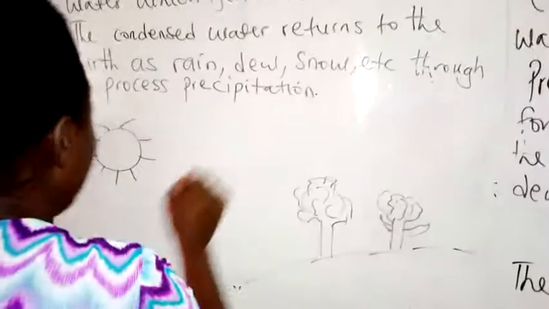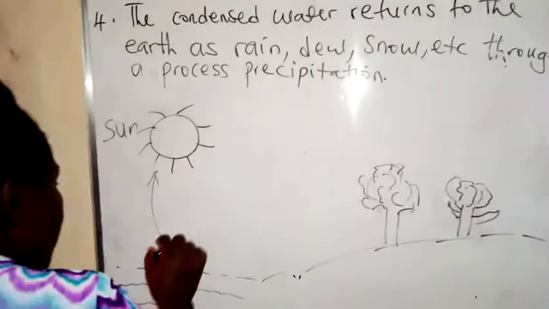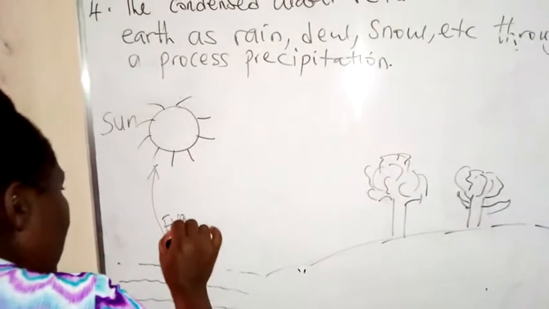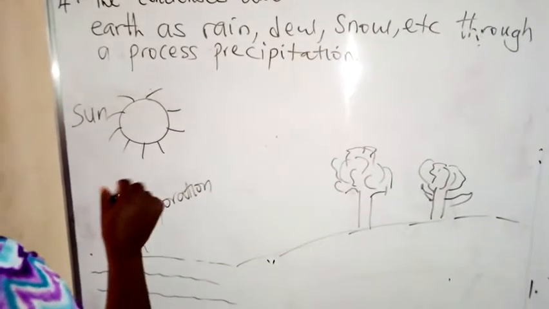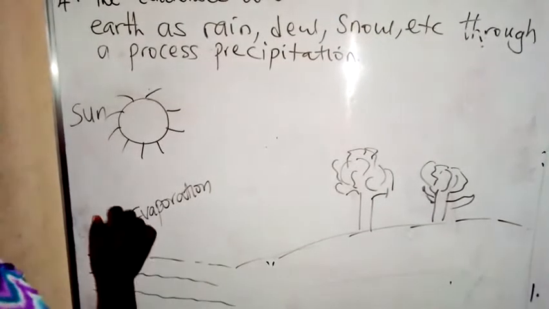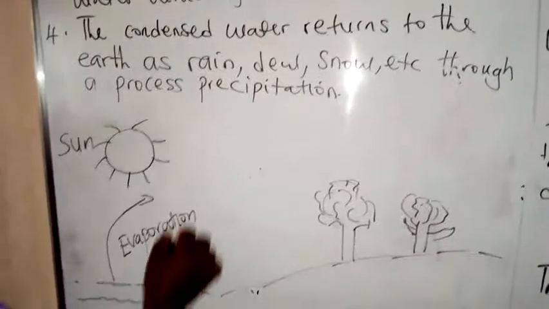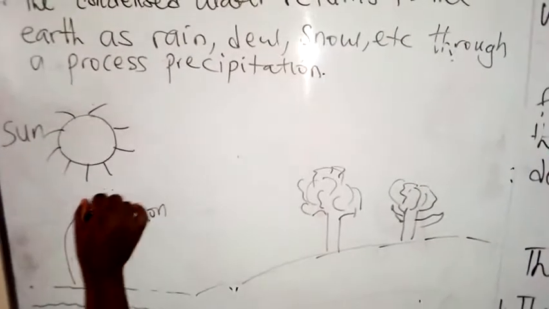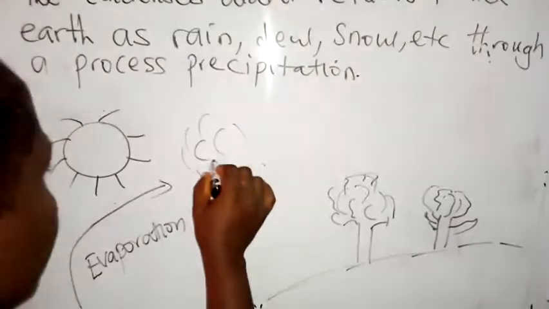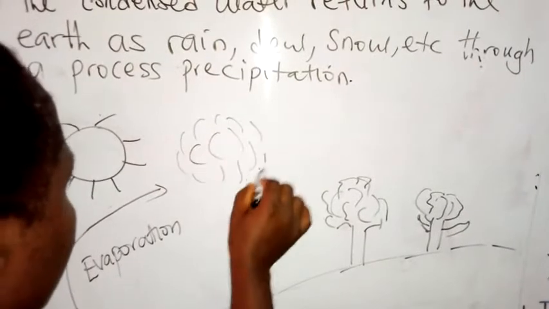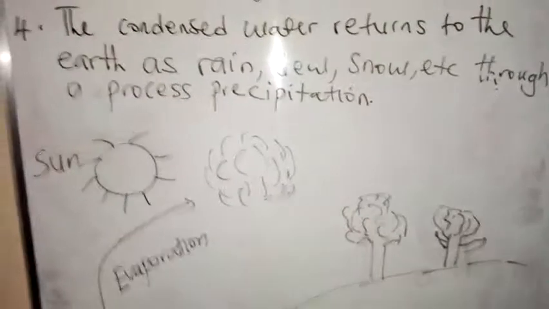Alright. Now water evaporates from the stream or river. So that's evaporation taking place. What causes water to evaporate is the sun. Now this water that evaporates, you now form cloud. That is the cloud that has formed.